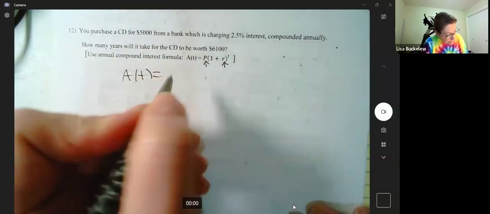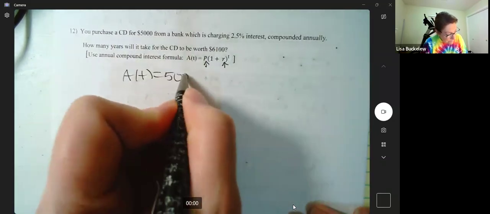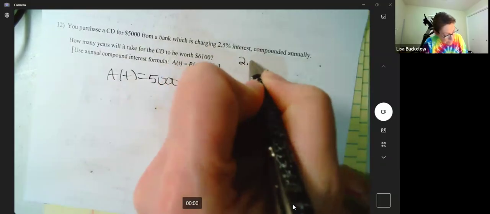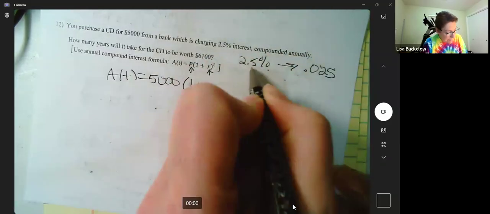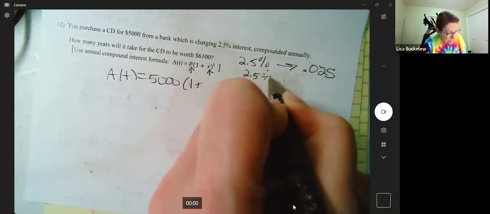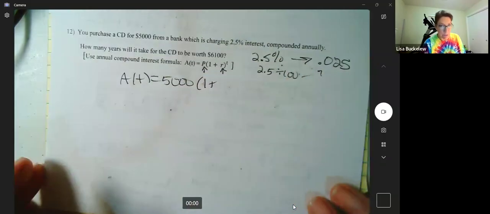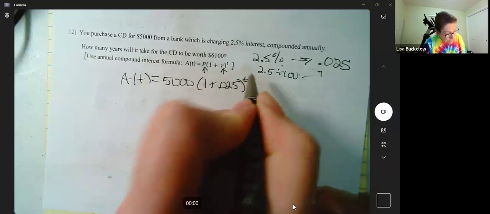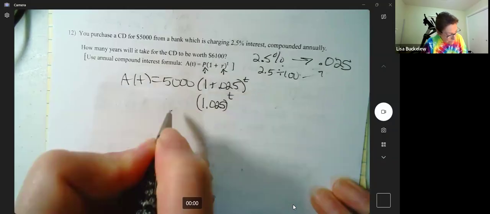So let's do it. A of T equals initial amount. Yep, they told us it was $5,000. 1 plus, did they give us a rate? They sure did, but right now it's as a percentage. As a decimal it will be 0.025. Again, if you just can't get that in your head, just take whatever's in front of the percentage and always divide by 100 and it'll show you where the decimal should go. So 0.025, 1 plus R to the T. So there is the model that's specific. I could go ahead and call this part 1.025 just to make it a little easier to work with.